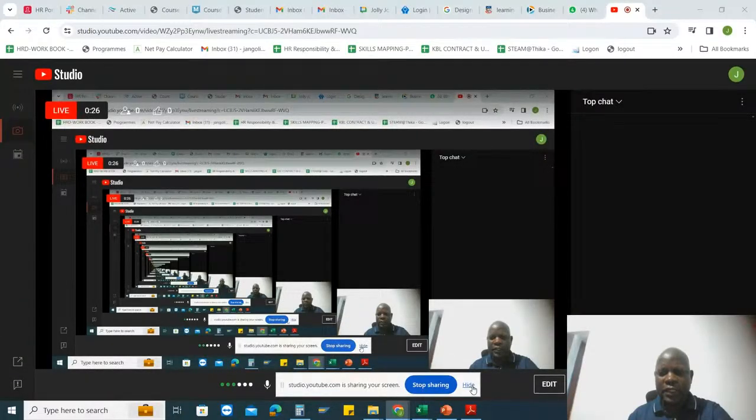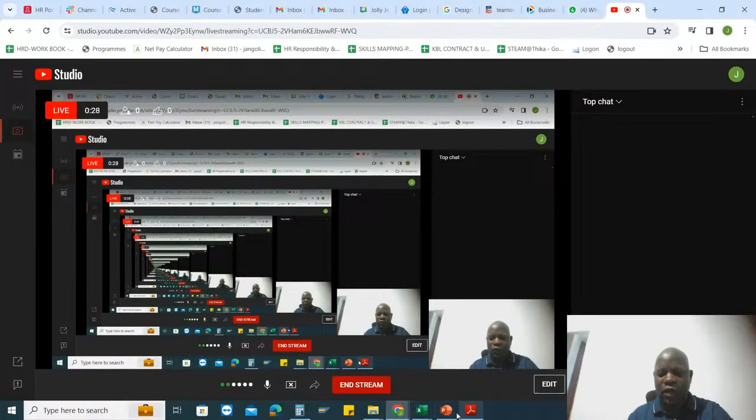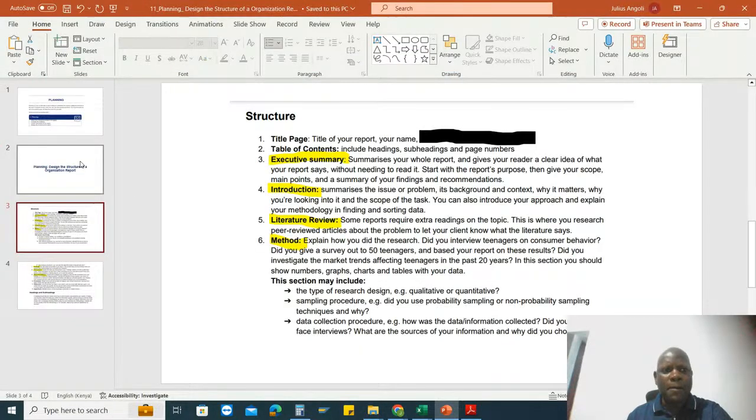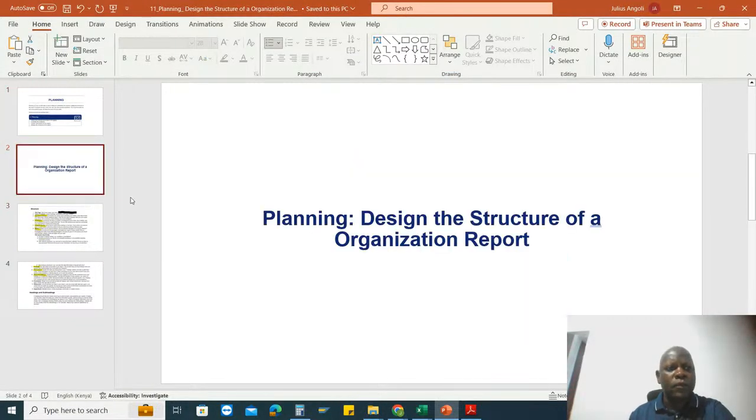My name is Julius, and we are here to continue with our series of sessions on report writing, tenets of report writing. We are currently at the end of the planning phase, where we are going to look at the structure, how to pick the structure of a report. So basically, we want to look at how we design the structure of a report. Basically, we are looking at the general attributes of designing the structure of a report.